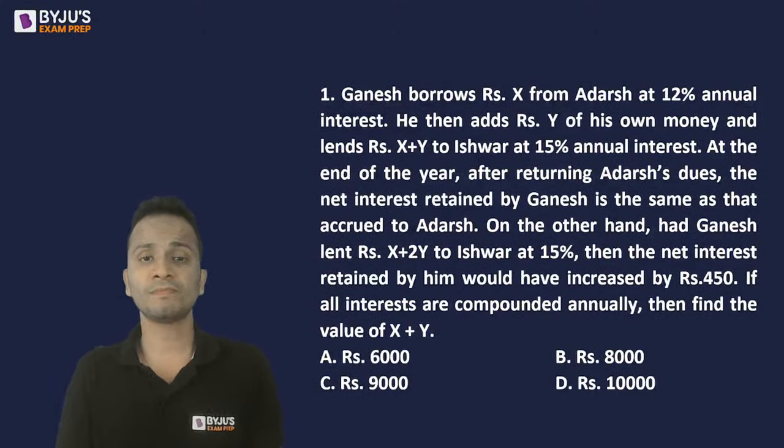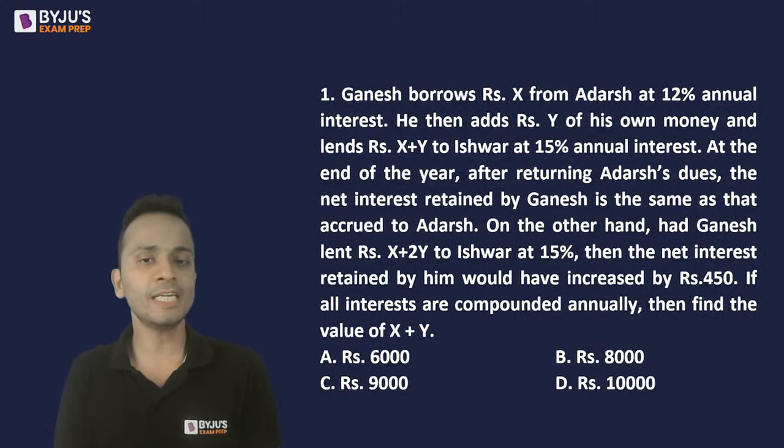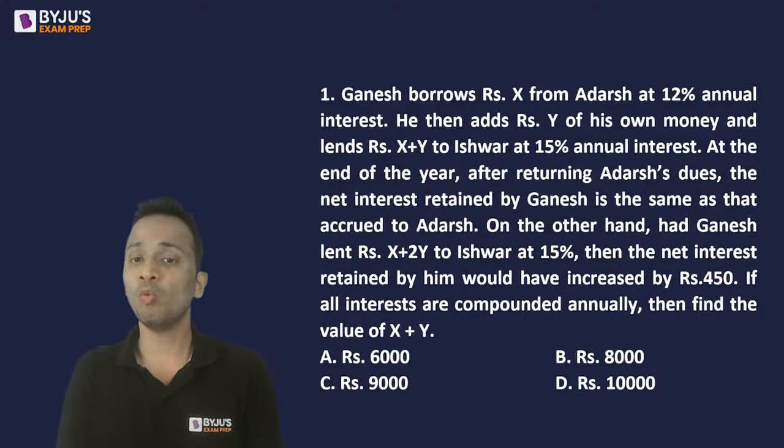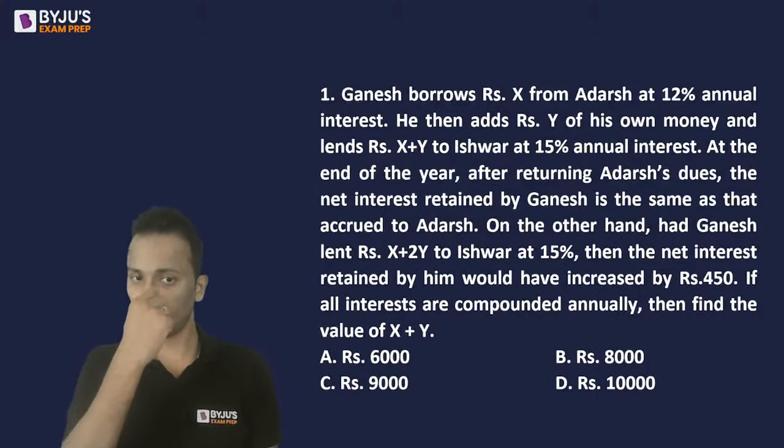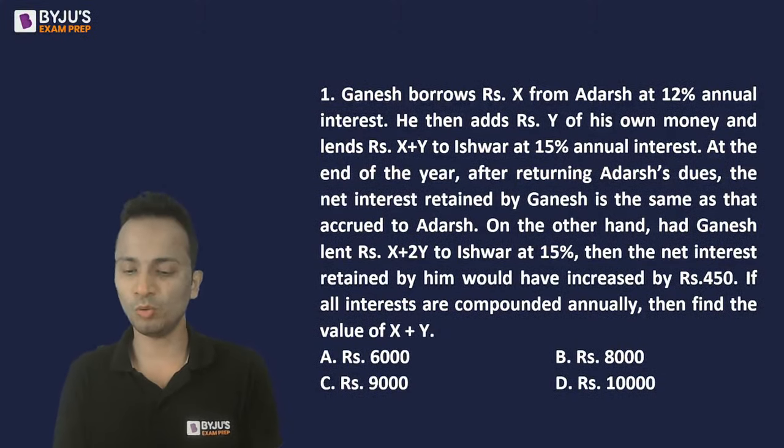On the other hand, had Ganesh lent rupees X plus 2Y to Ishwar at 15%, then the net interest retained by him would have increased by rupees 450. If all interests are compounded annually, then find the value of X plus Y.